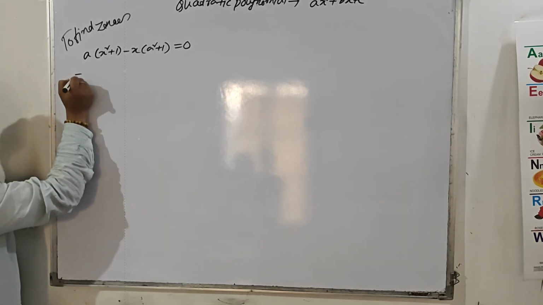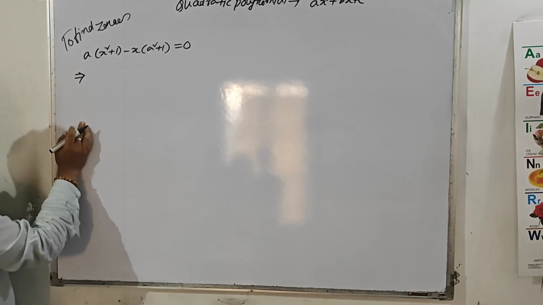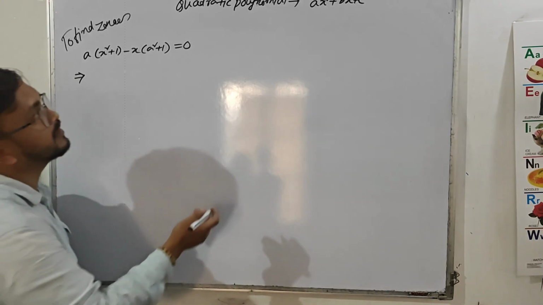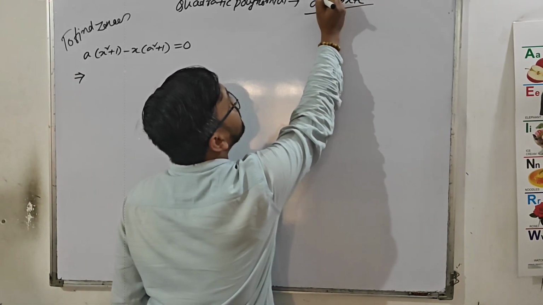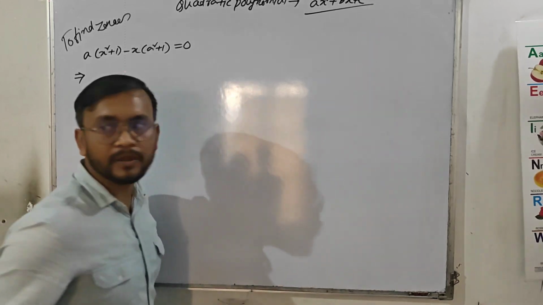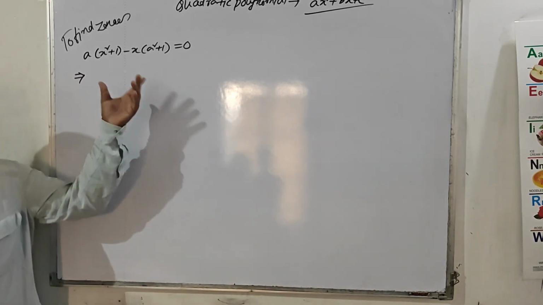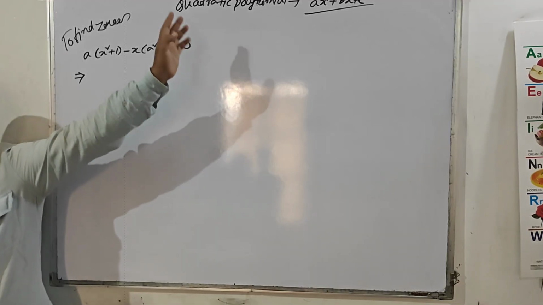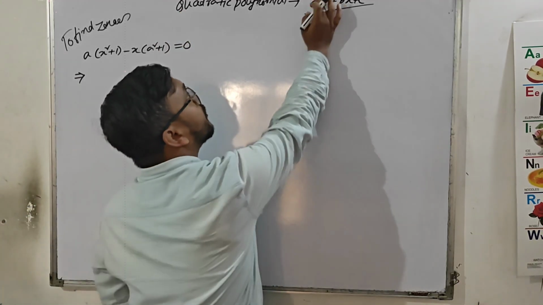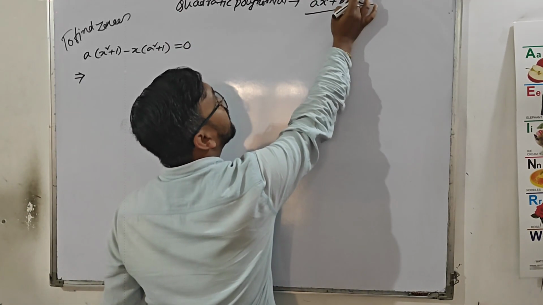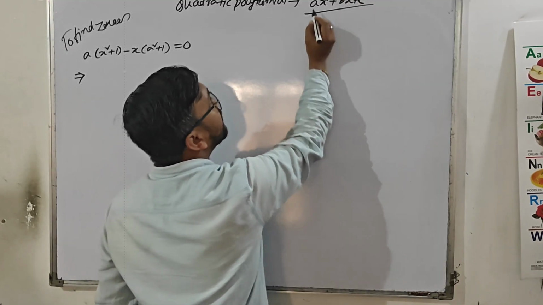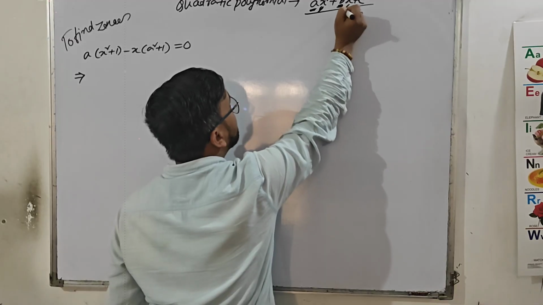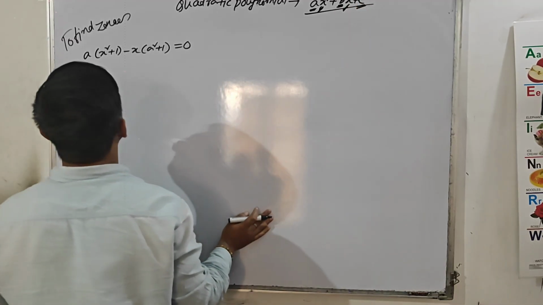Before solving, try to convert this polynomial into standard form. Standard form means x square, x and no x. That means we need to transform this into that format: ax square, bx and c. That means I want a coefficient with x square, I want another coefficient with x, and I want a constant term.